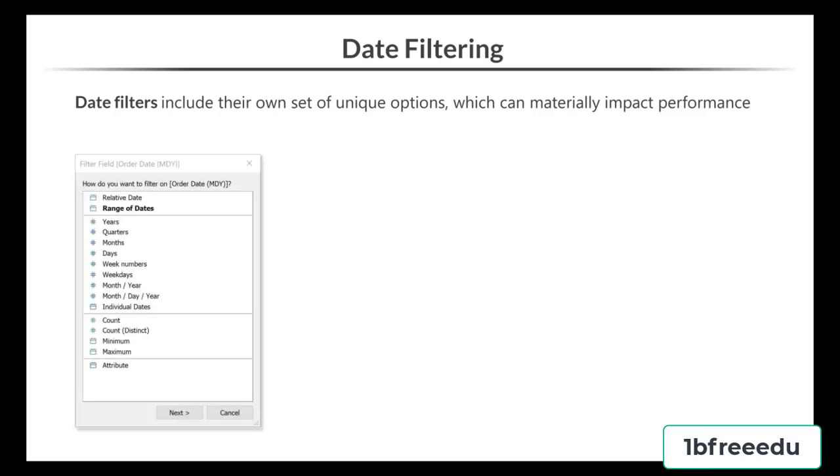First, let's look at relative date filters. These filters are middle of the road in terms of performance, neither the best or the worst. The main benefit of this filter type is user experience and usability.